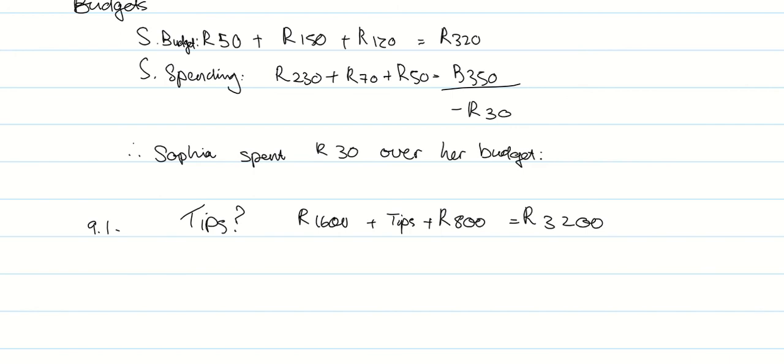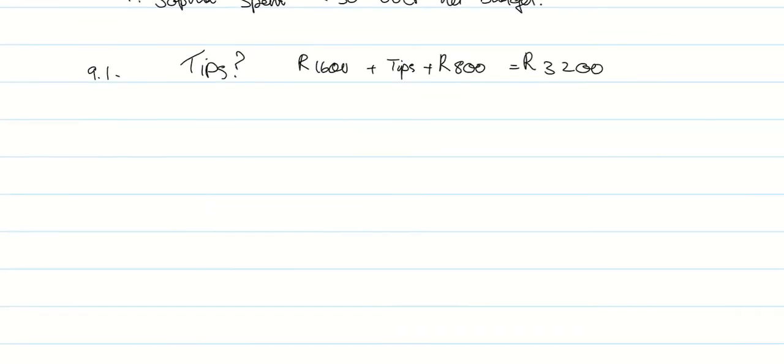And what do we want to work out? In algebra, if there's something that we don't know, we would refer to it as x. But in this case, we don't have x. We're working with tips, so we can let it remain tips for now. Therefore, we add up 1,600 and 800, because those are like terms. I'm going to add that up.